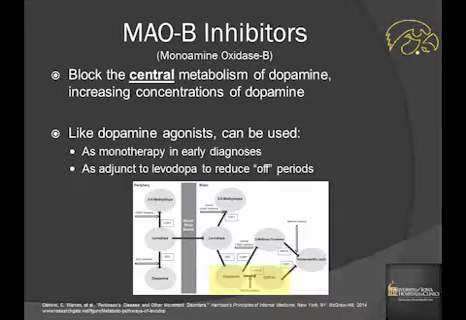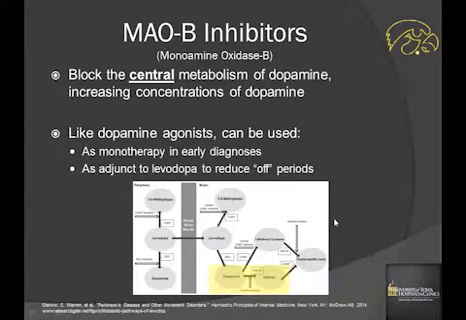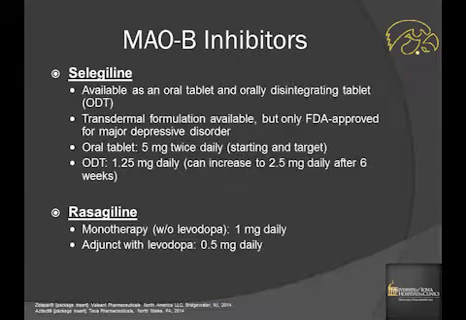The next couple classes of medications that we'll talk about are becoming exceedingly less popular. The MAO-B inhibitors block the central metabolism of dopamine. So again, we're talking centrally here, and specifically this little box down here. Dopamine in the brain gets broken down into an inactive substance by MAO-B. So if you inhibit that enzyme, you can get more active dopamine in the brain. Like the dopamine agonist, there is still potential that this can be used as monotherapy in early diagnosis or as an adjunct to levodopa to kind of reduce the off period. So it has a very similar potential use profile as what our dopamine agonists do.